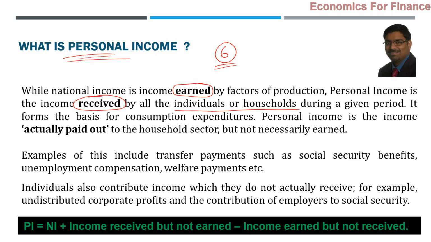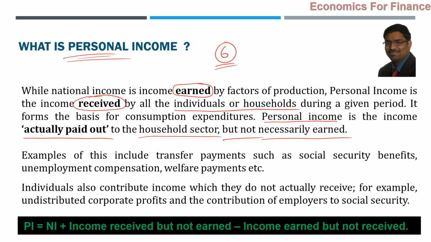So in other words, personal income is nothing but the income actually paid out to the household sector. Once again, not to the corporates, not to the companies, corporations, business houses or government, but to the households, the normal common man, whoever that may be. Household does not mean only the poor, it means everybody, individuals in the country. For them, what is actually paid out during a year is called personal income. Not necessarily earned. Sometimes it could have been just paid to them without their earning it.